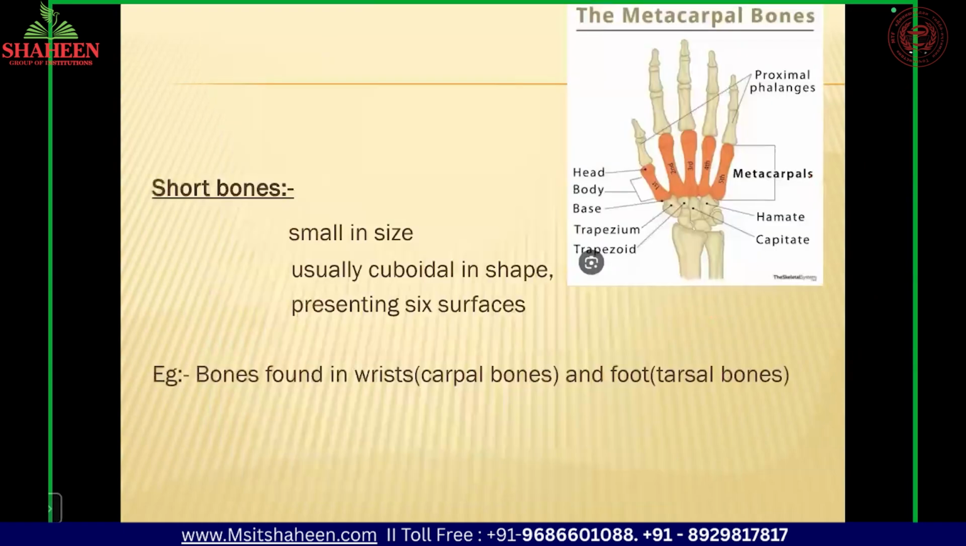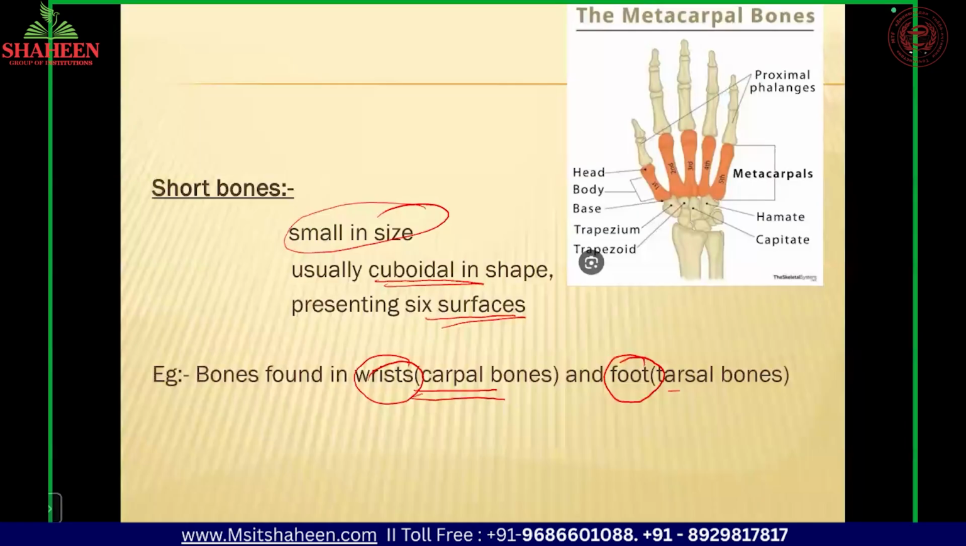Next is about the short bones. Okay, that is not short long bones, it is short bones. The size will be very small and they have a cuboidal shape presenting 6 surfaces. Obviously, a cuboid has 6 surfaces, right? The bones seen on the wrist and also the foot are the carpal bones and tarsal bones. In this picture, you can see that these are the carpal bones.